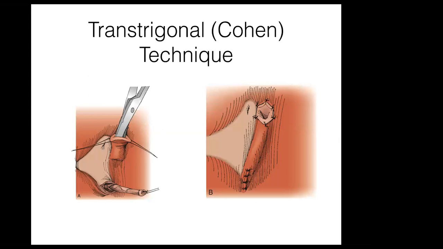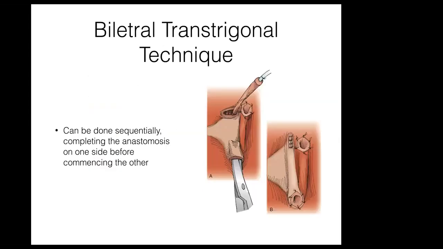So instead of positioning your new orifice caudal, compared to the Cohen technique, this time you put it on the contralateral side there. It can be done bilaterally, but you perform it sequentially. You complete the anastomosis on one side first before starting on the other.